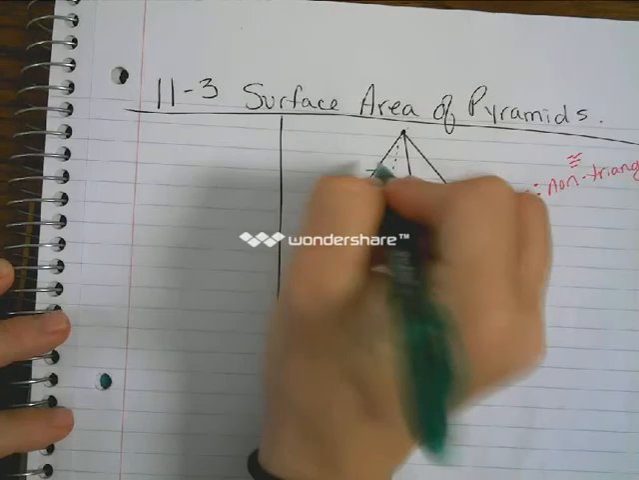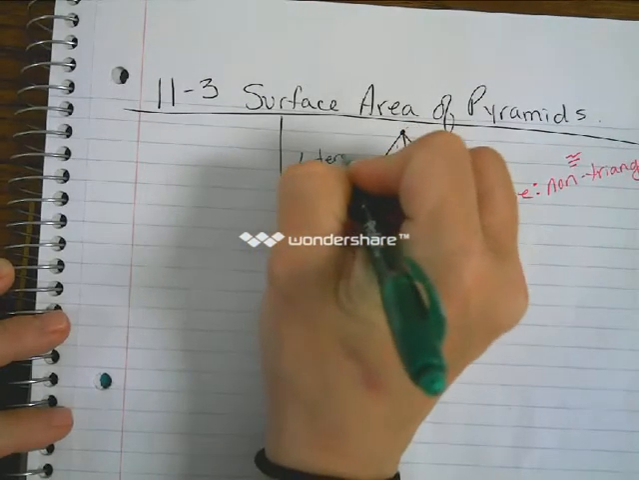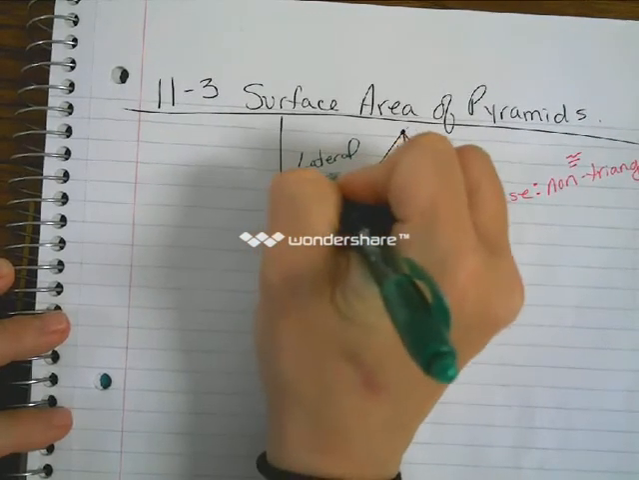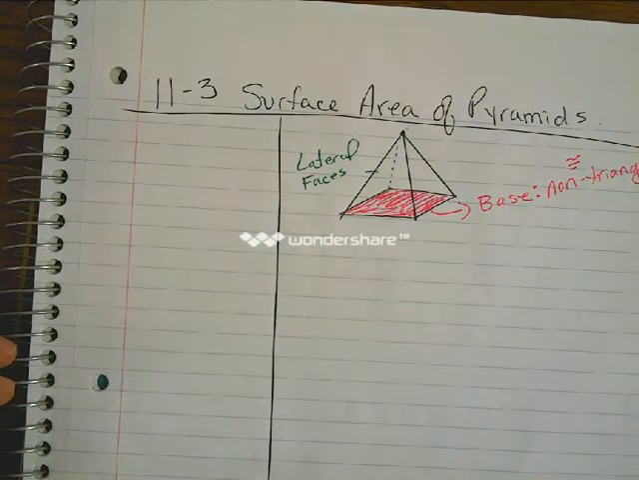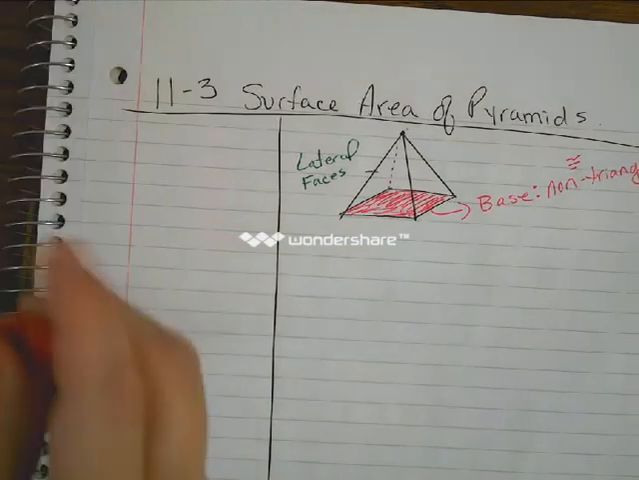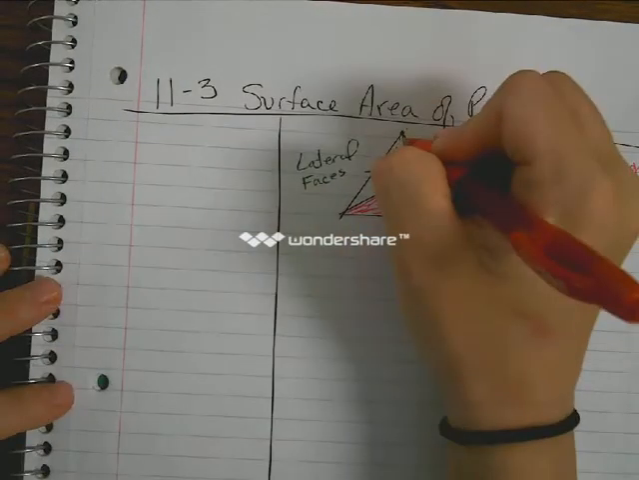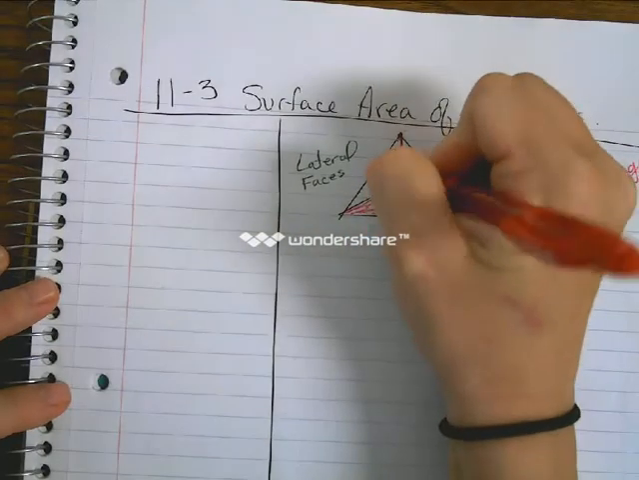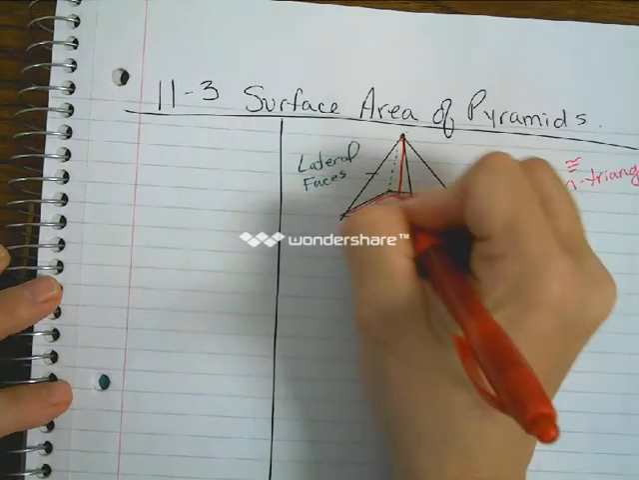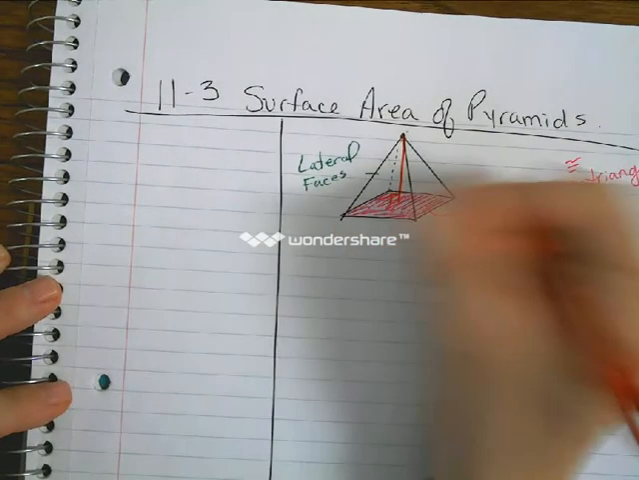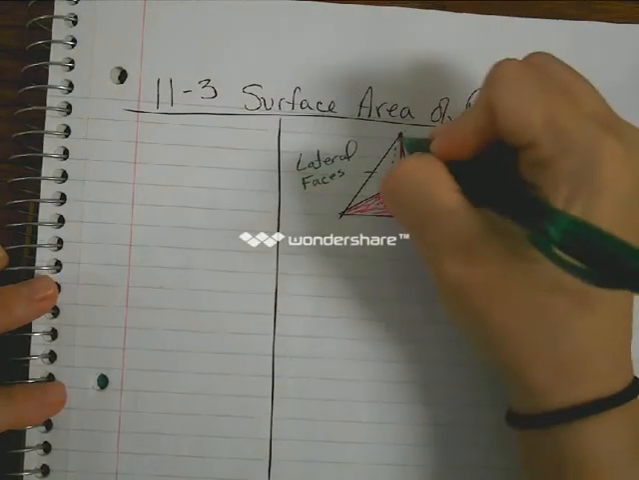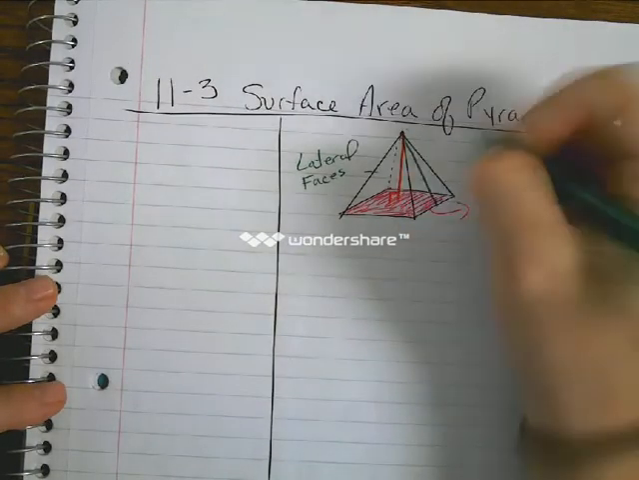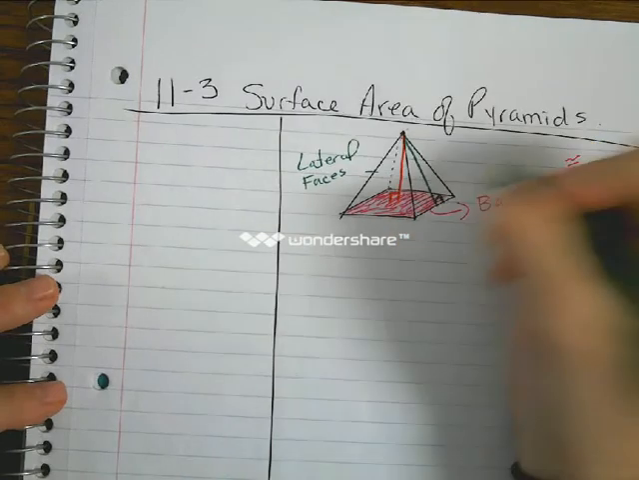Okay. And again, we have two different kinds of height. We have the regular height, and we have the slant height, which is perpendicular to the edge. So this one's perpendicular to the plane, to the base at the bottom. This one's perpendicular to the edge.